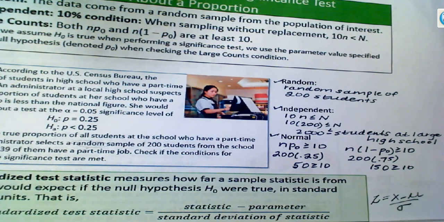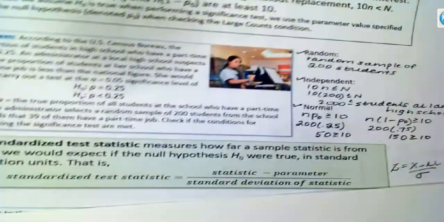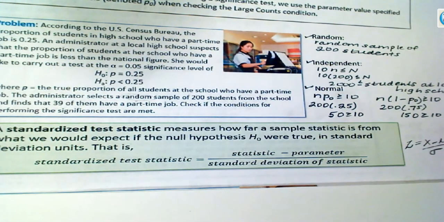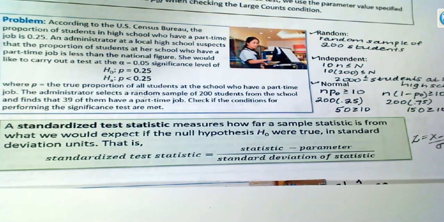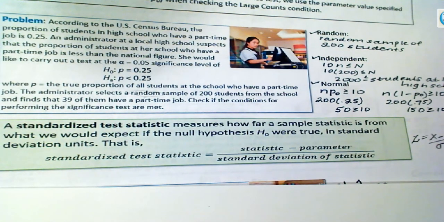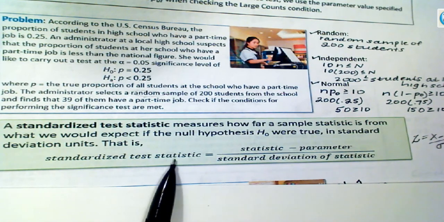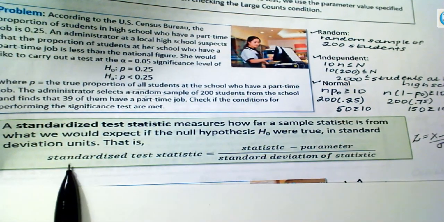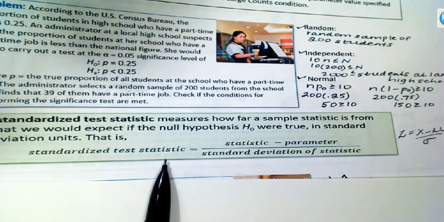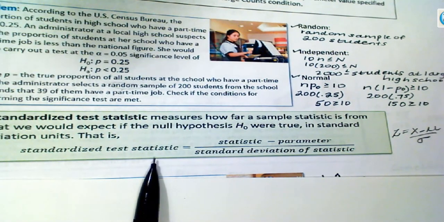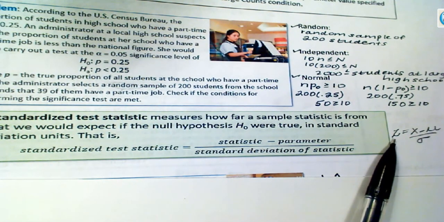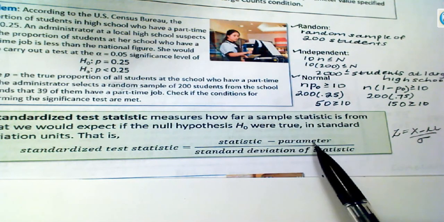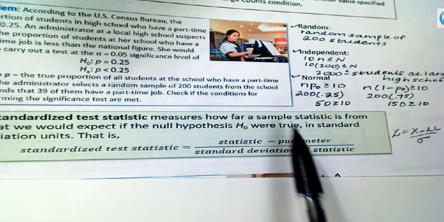You guys will remember this statistic. A standardized test statistic measures how far a sample statistic is from what we would expect if the null hypothesis were true, in standard deviation units. Every time, you're going to find your z-score. The z is your standardized test statistic. If you ever have a question that asks what the test statistic is, it's your z value or your z-score. This is your statistic, which you get from your sample, and this is from your null hypothesis, so 0.25 would go here.